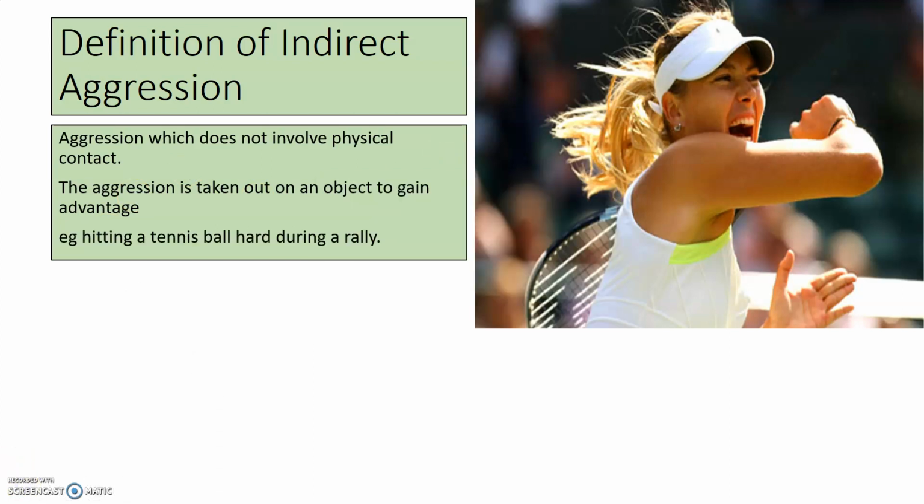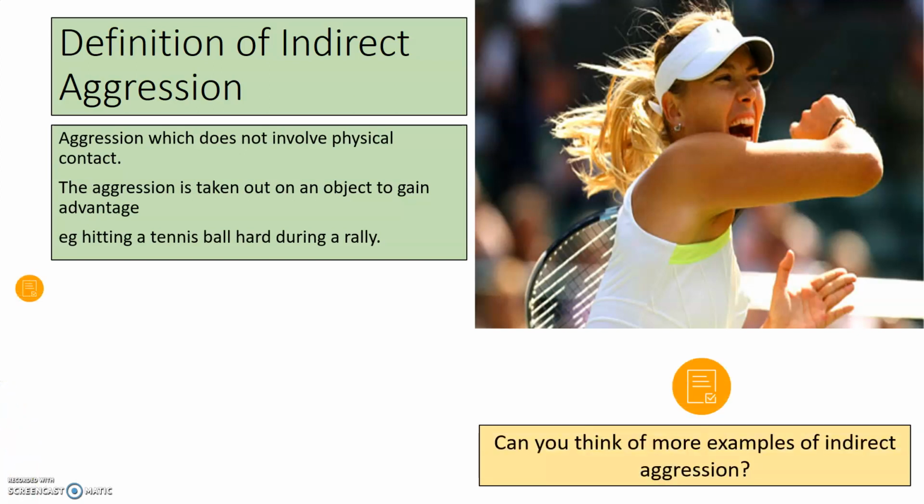An example you might have used would be hitting a tennis ball hard during a rally. We become angry and frustrated, but we're taking that aggression out on the tennis ball by hitting it as hard as we can during the rally. Pause your video here and see if you can come up with any other examples of indirect aggression. Hopefully you come up with a few different examples.